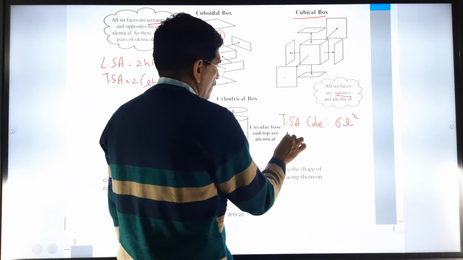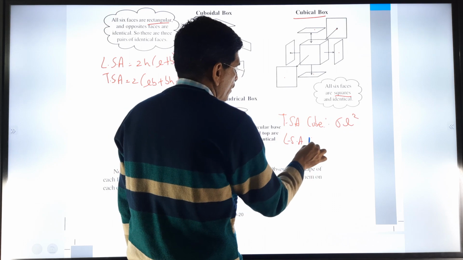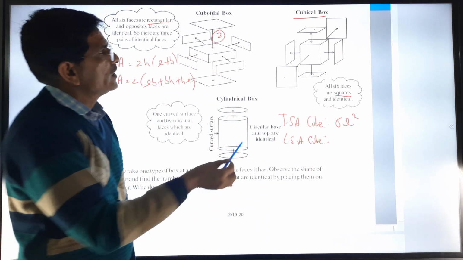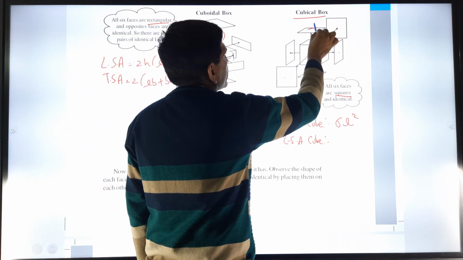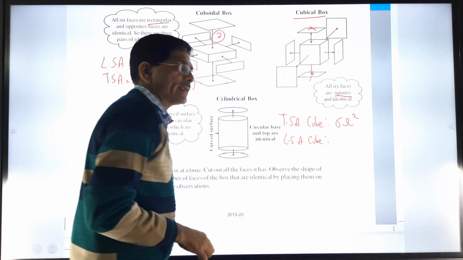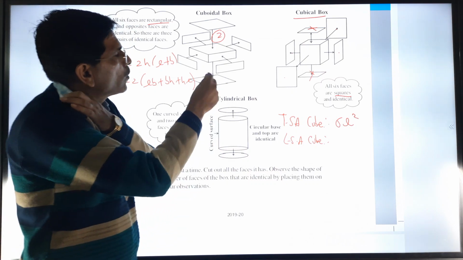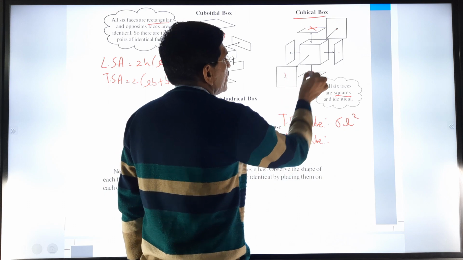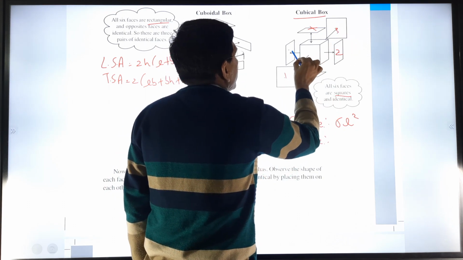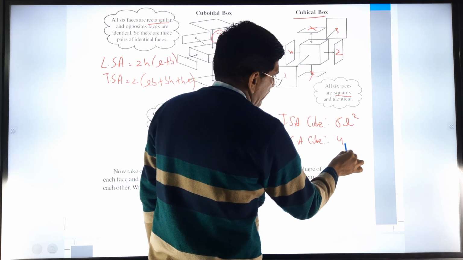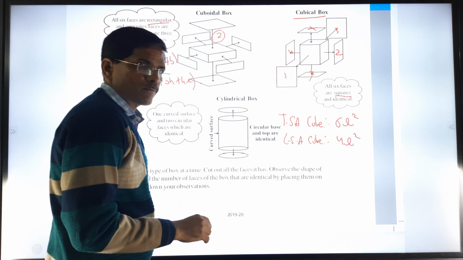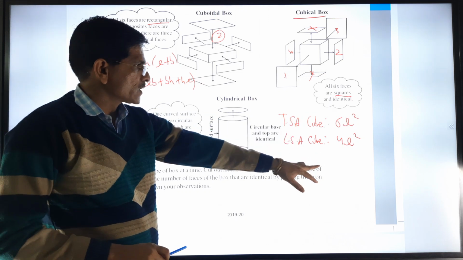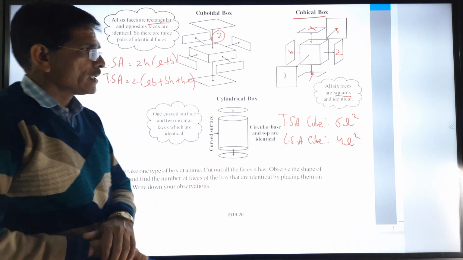Now, the lateral surface area of a cube. For lateral surface area, we cannot take the top and bottom. We take all 4 sides. That is why we can say first square, second square, third square, and fourth square. That is why I am writing 4L square. So the total surface area of a cube is 6L square, and the lateral surface area of a cube is 4L square.